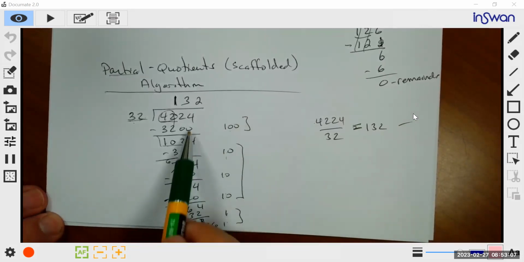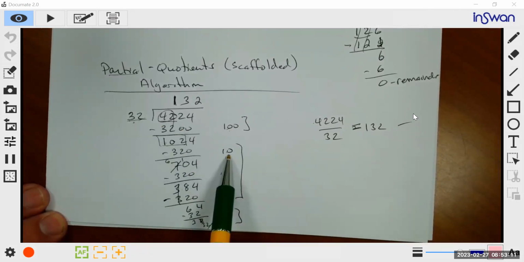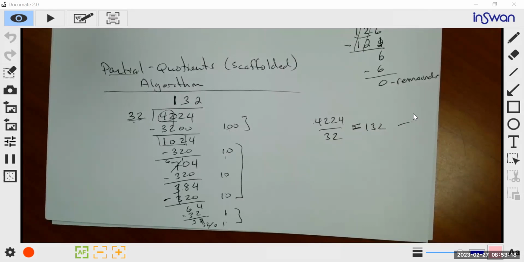Basically, all we're doing here is seeing how many hundreds of 32s fit in there, how many tens of 32 fit in there, how many ones of 32 fit in there. So that's the partial sum.